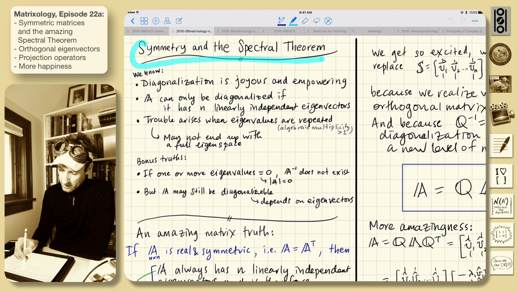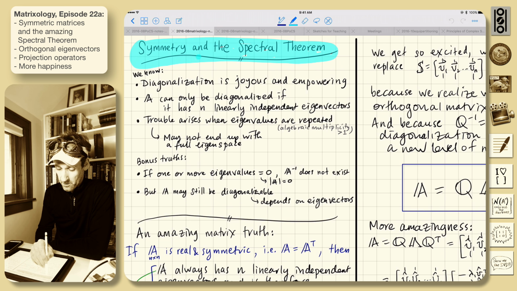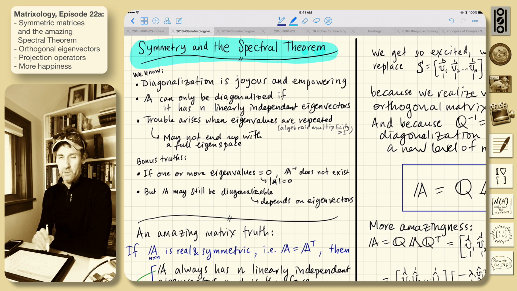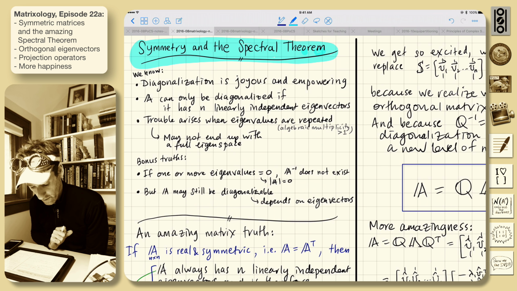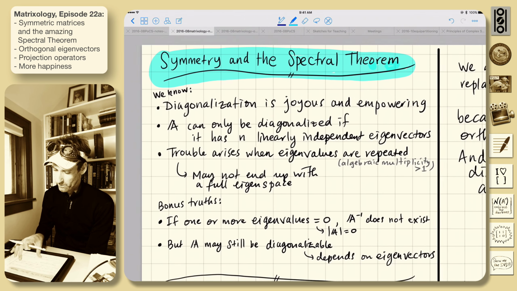We've seen this great thing, diagonalization. The game now is to understand what happens when we start with a symmetric matrix. And we're going to focus on real symmetric matrices. This can be generalized to things with complex numbers, but our game is going to be about real symmetric matrices, right? So we know some beautiful things.